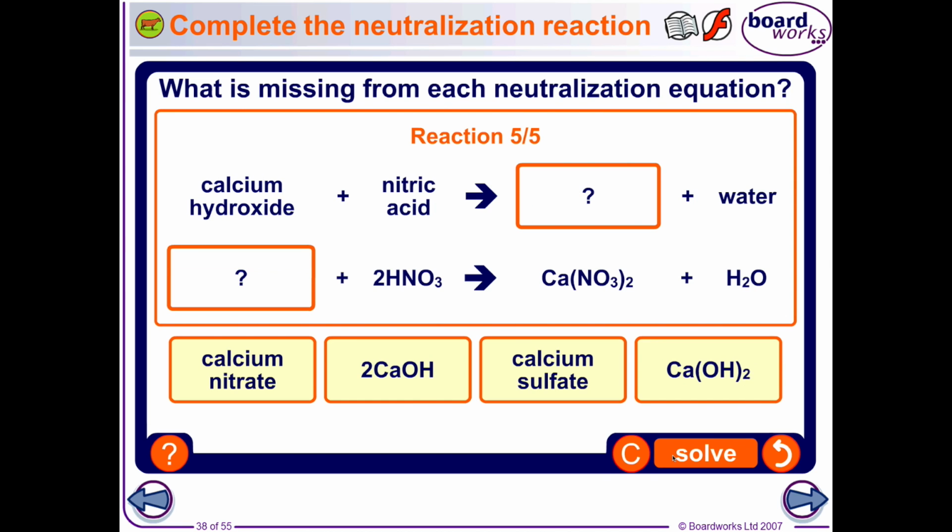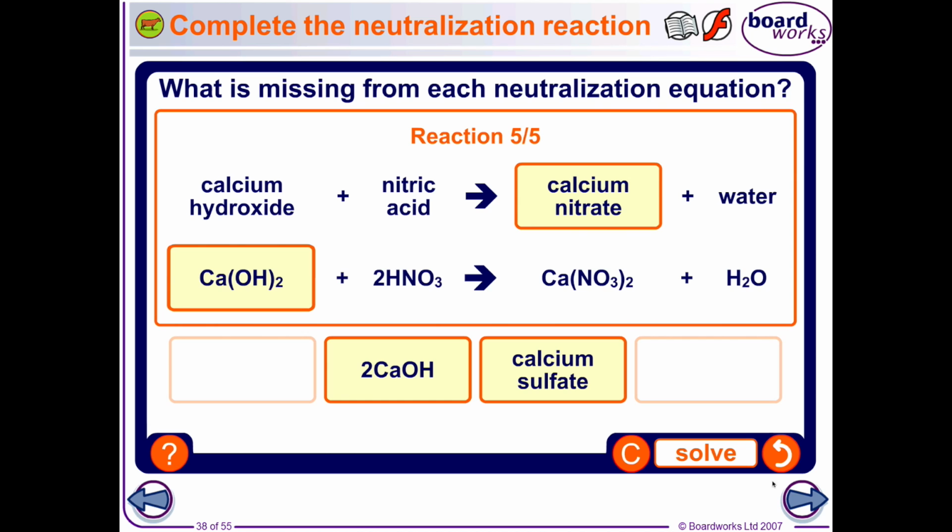And final example, calcium hydroxide plus nitric acid will give calcium nitrate plus the water, and calcium hydroxide is Ca(OH)2, which is that. So hopefully we've given you a bit of an idea.